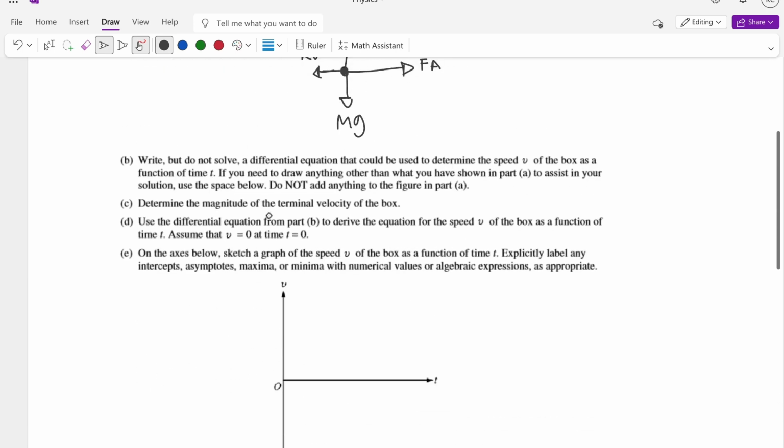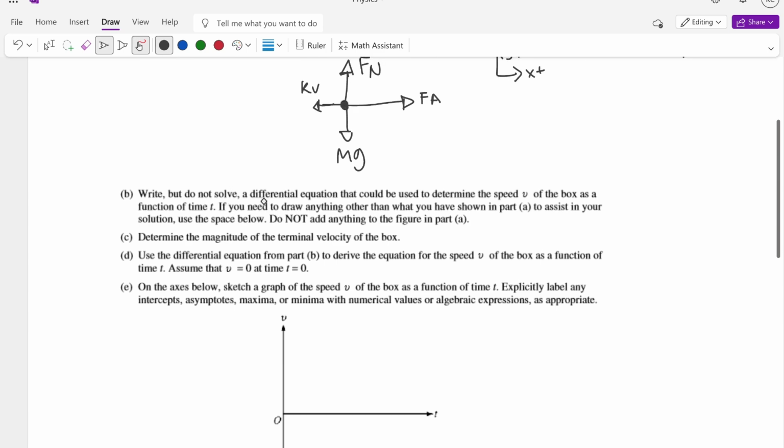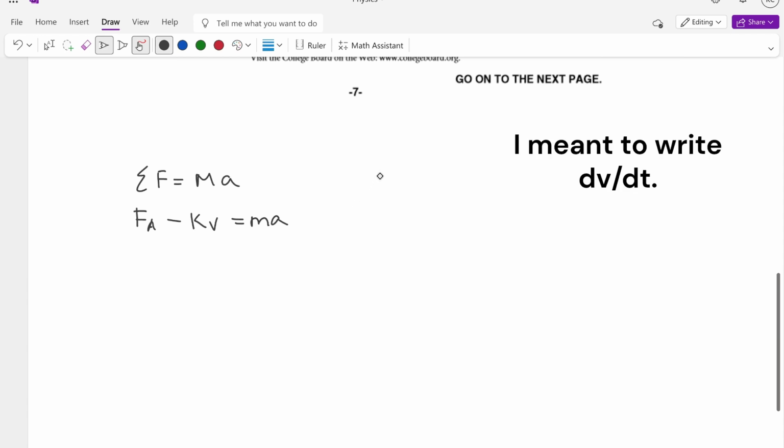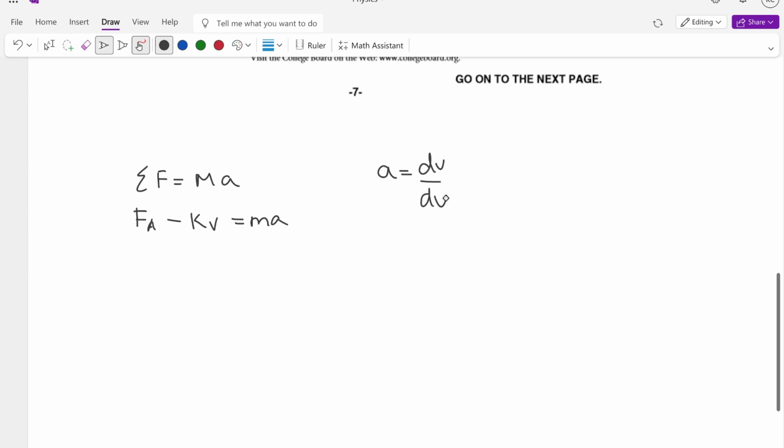Now, when they say to write but not solve a differential equation, another way to display acceleration in calculus terms would be a is equal to dv/dt, which is just taking the derivative of the velocity function. So basically what this is going to be is, okay, you have Fa minus kv is equal to m dv/dt, and that's for part B. That's it for part B, because we've written but not solved the differential equation.